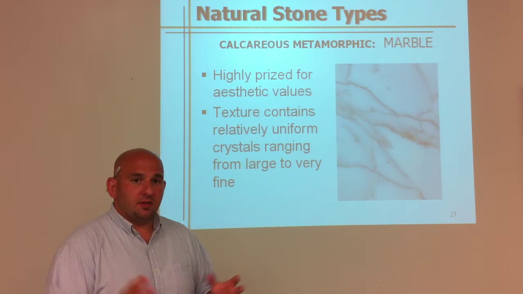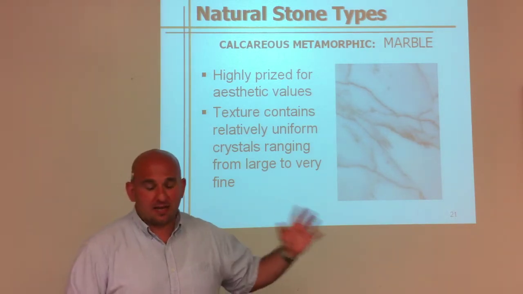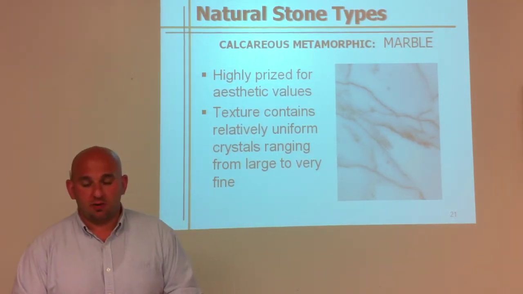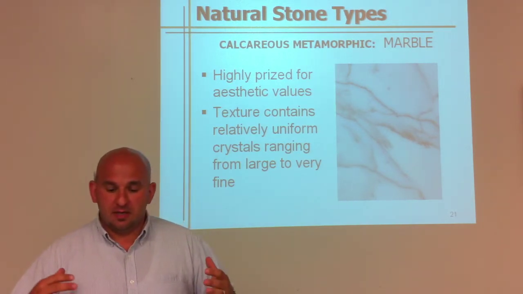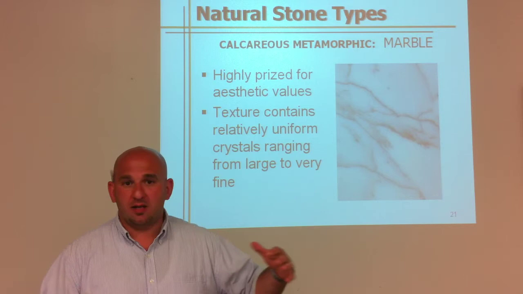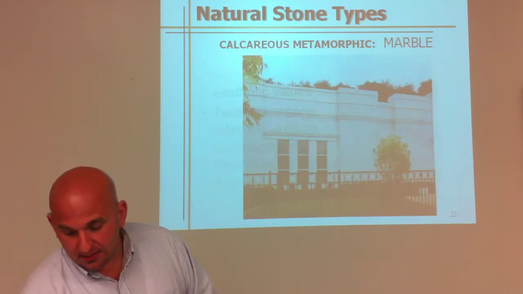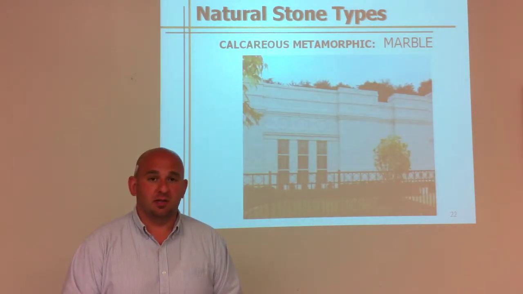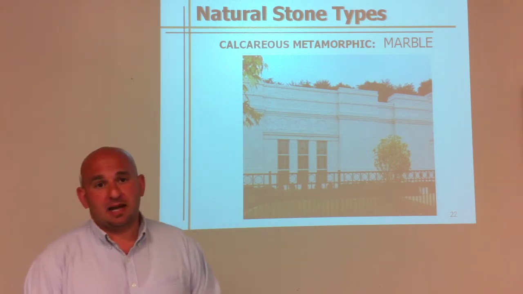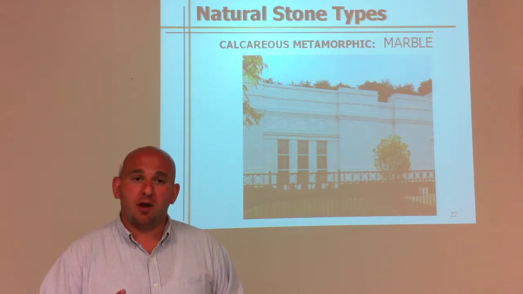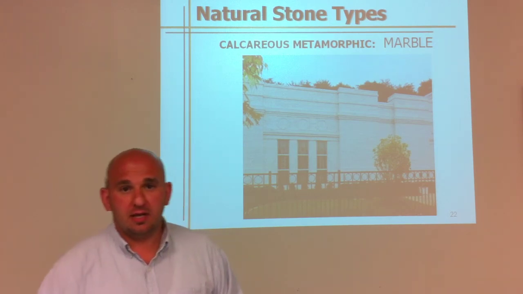Marble, really the big thing with marble is its aesthetic value. It truly has a look like no other type of stone. The texture has a lot of veining to it most of the time. The crystals can range from very large to very fine. And it is decent for building material as well. As you see here, this is a white marble exterior. And I point out the fact that it is white because white marbles tend to hold up better in exterior applications.